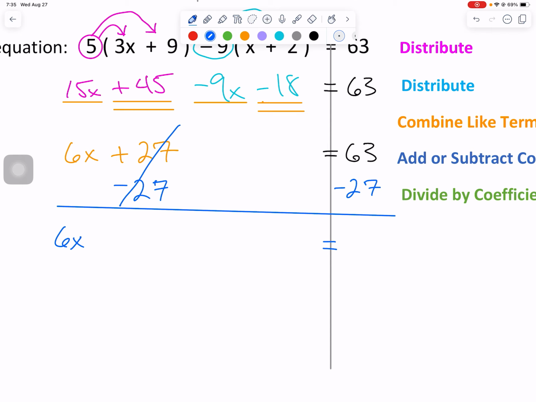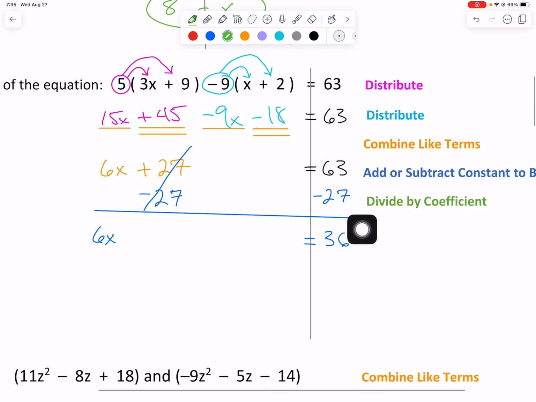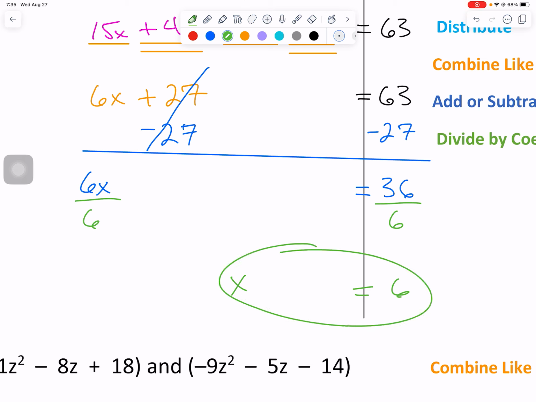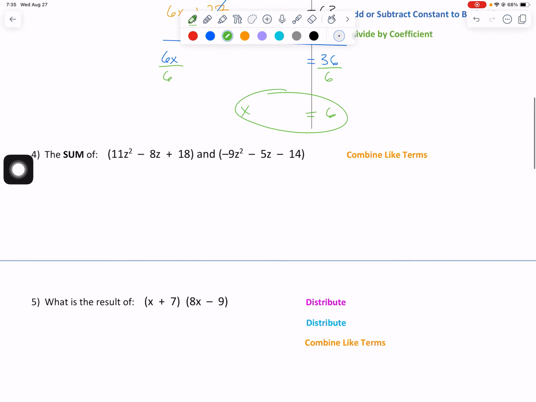Bring down your equals. 63 minus 27 is 36. And our last step again, divide by the coefficient here, which again, the coefficient of x is 6, because 6x means 6 times x, and we're doing the opposite. So yes, we divide, giving us x equals 6, because 6 divided by 6 is 1. And how many x do we see? Just 1. 36 divided by 6 is 6. Thank you.